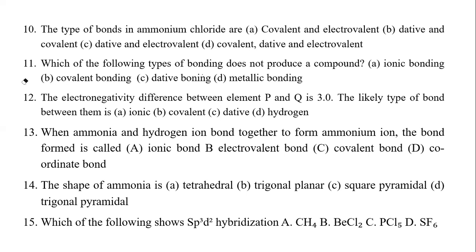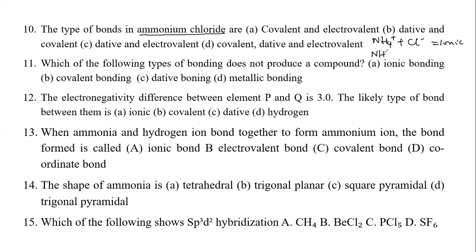The type of bonds in ammonium chloride is or are what? Now, whenever you hear ammonium salt, ammonium chloride, ammonium nitrate, ammonium sulfate, the types of bonding that exist between them are going to be covalent, dative, and electrovalent bonding. The dative bonding is formed because of NH4+ Cl-. When two opposite ions, cation and anion, form bond, it is going to be ionic or electrovalent. Ionic bond is also known as electrovalent.